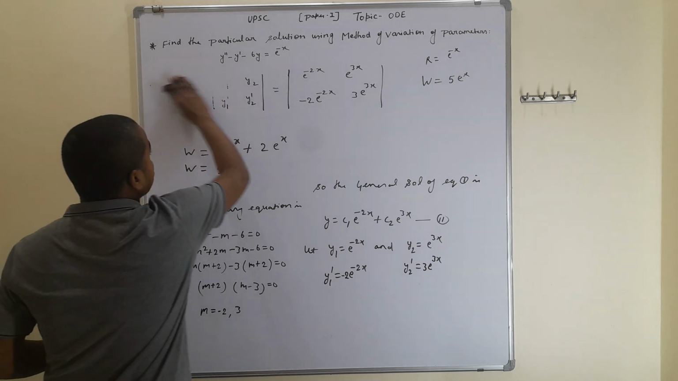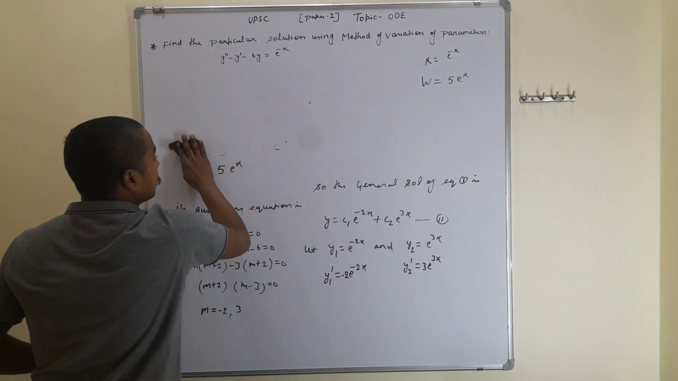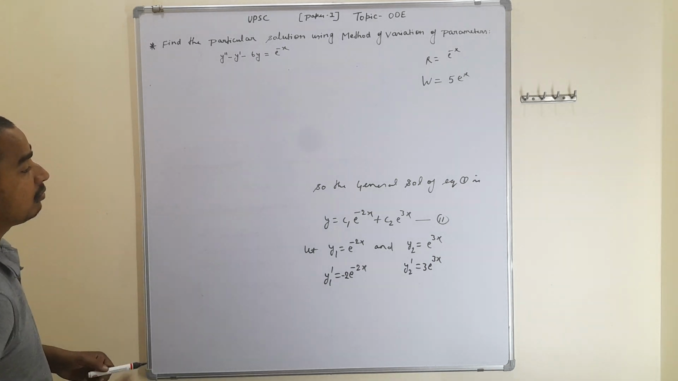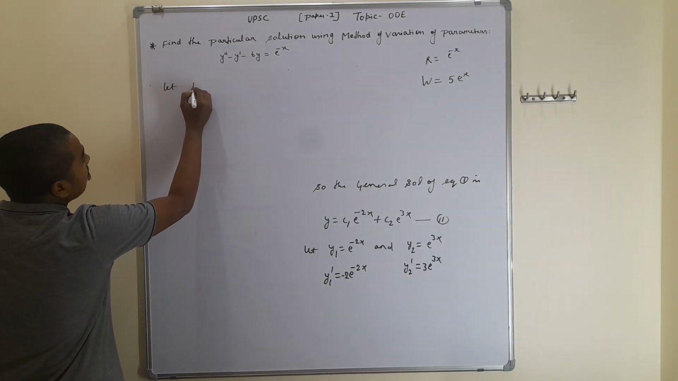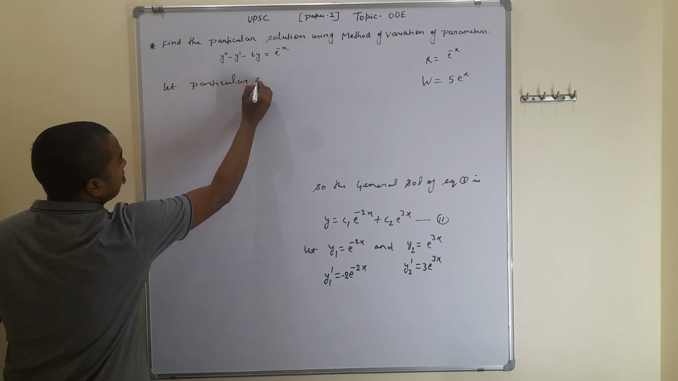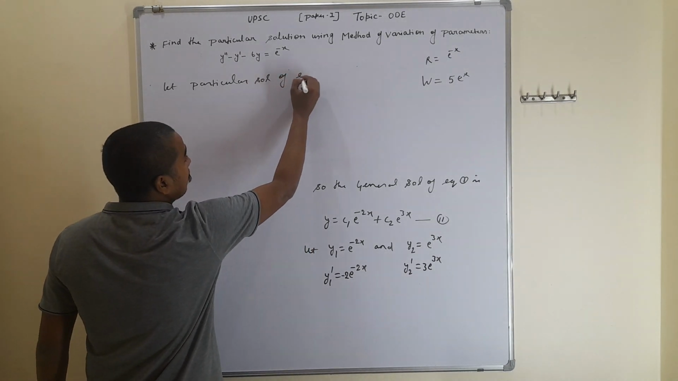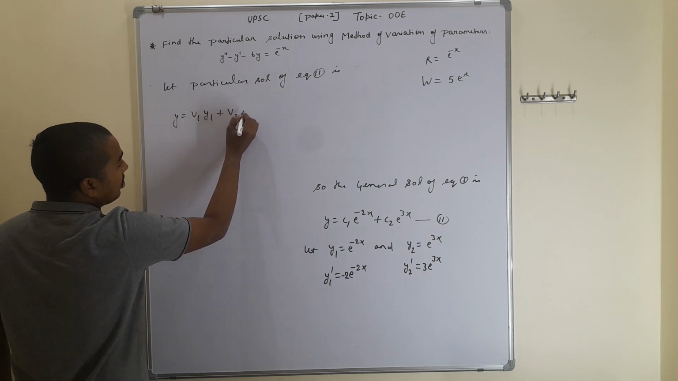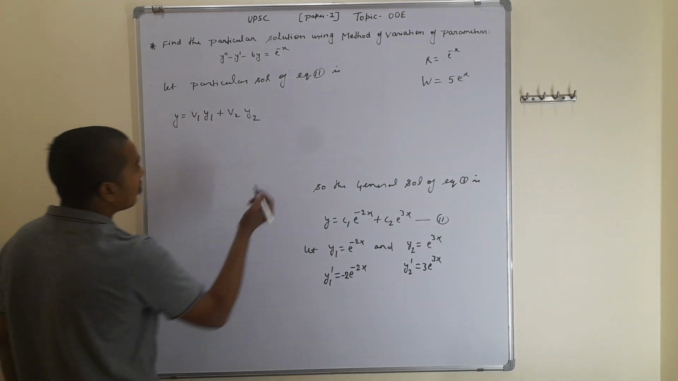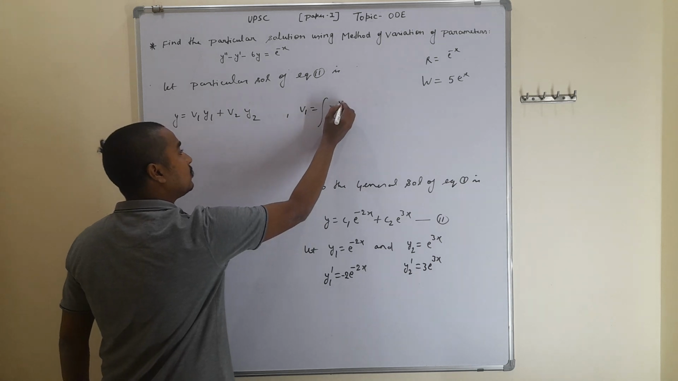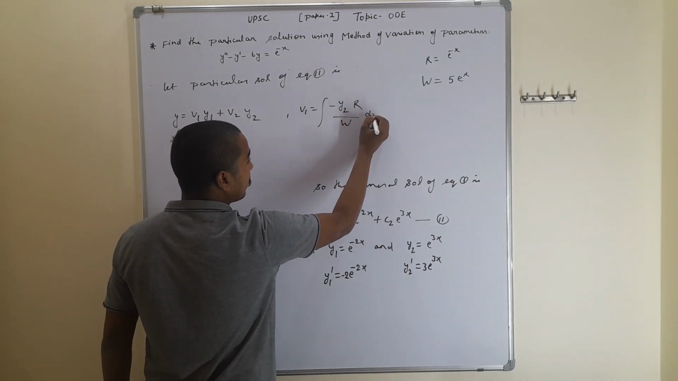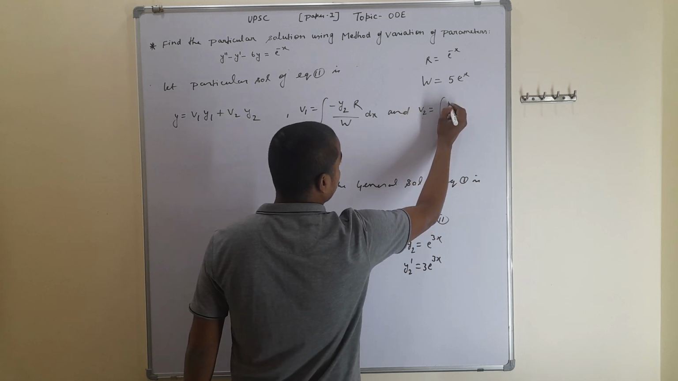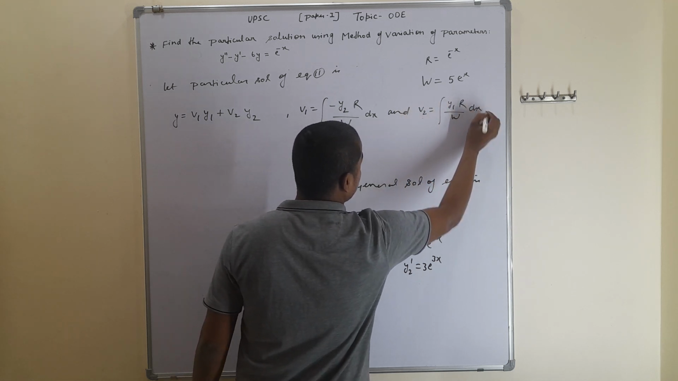Then we have to let particular solution of equation 2 is y is equal to v1 y1 plus v2 y2, and from here v1 is given, v1 is equal to integration of y2 r upon w dx, and v2 is given integration of y1 r upon w dx.